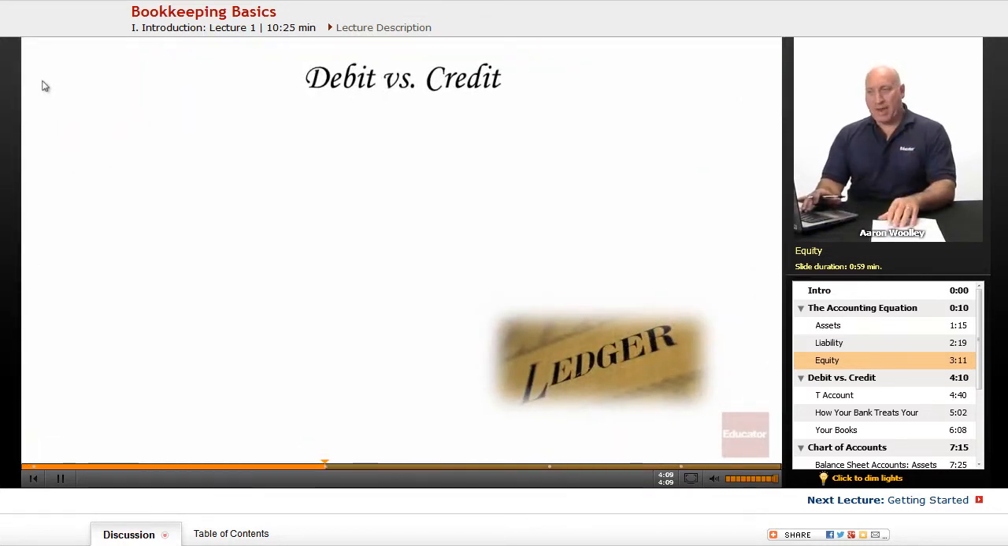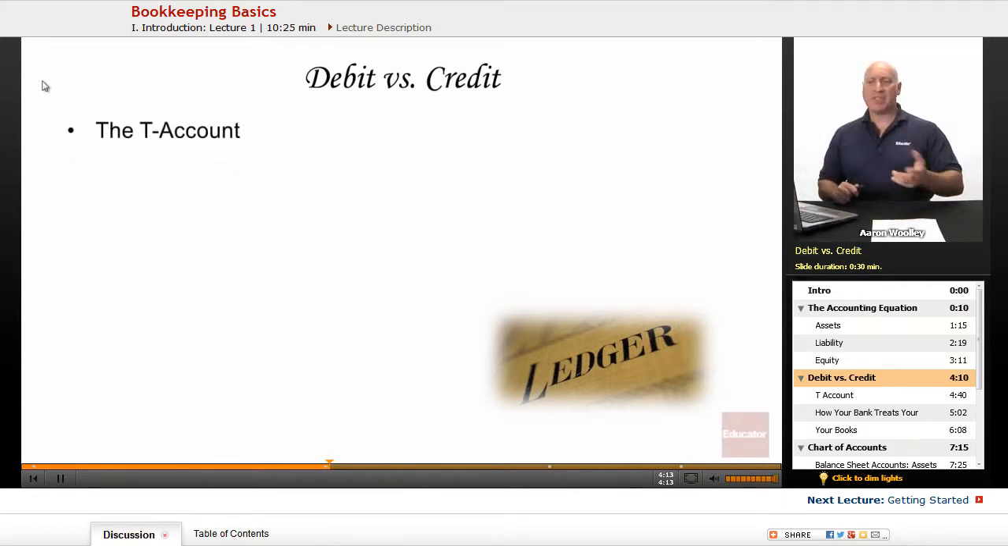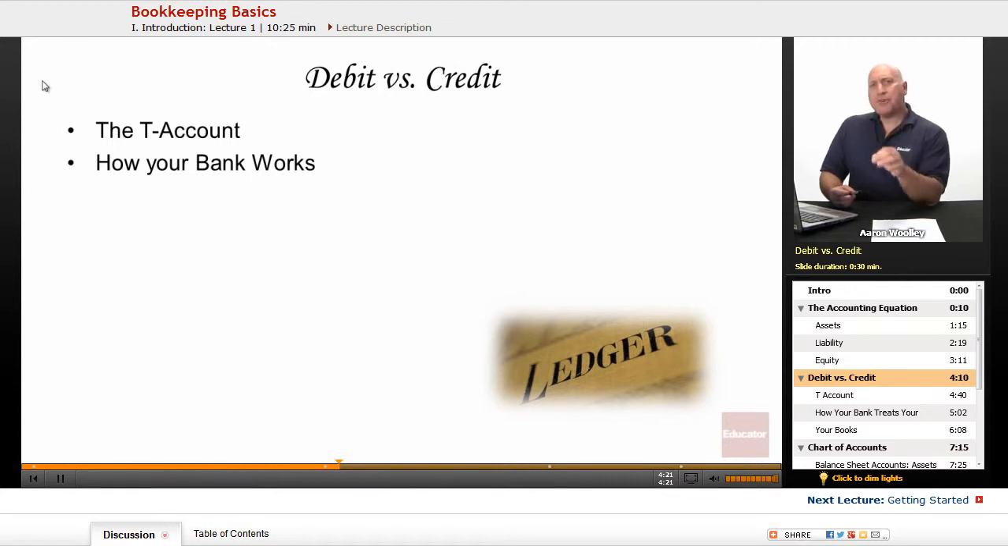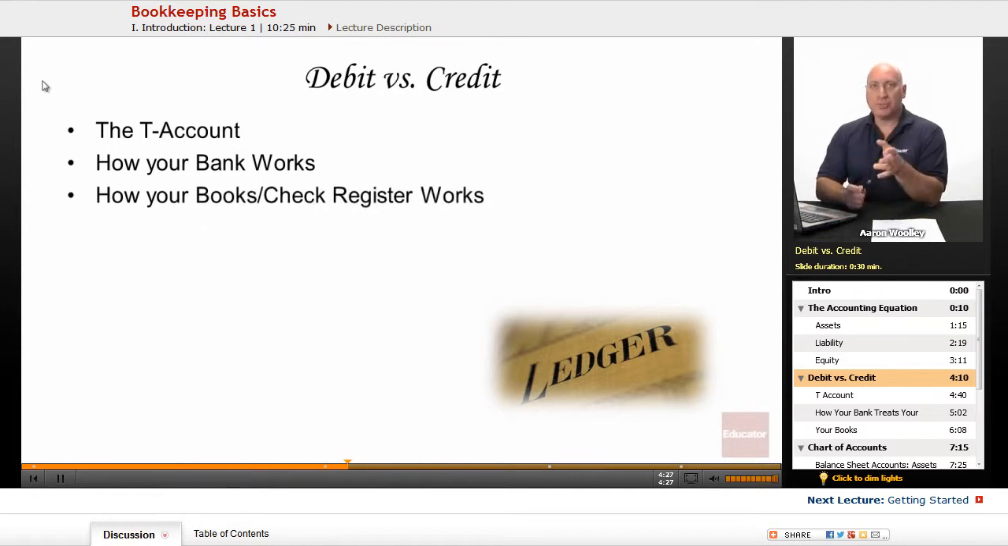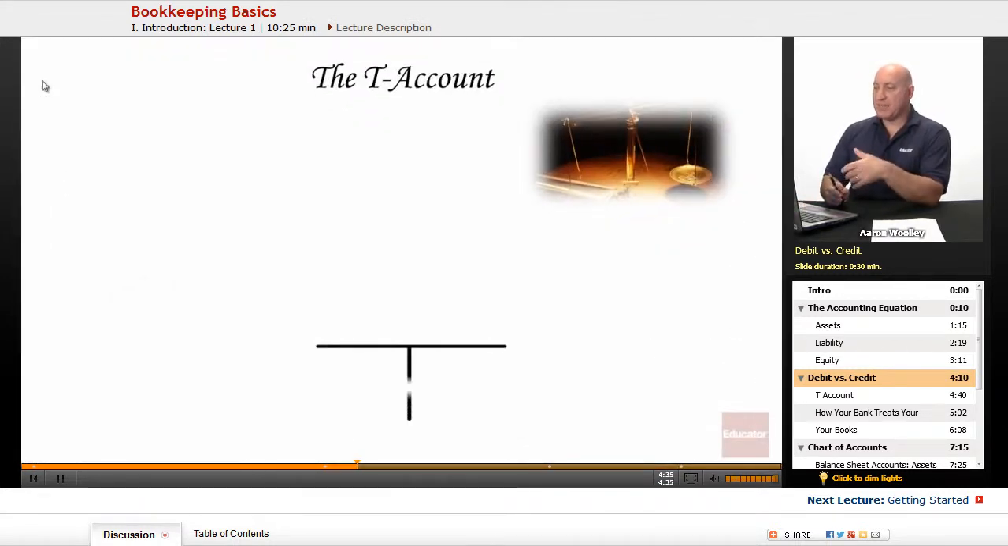Debit versus credit. We've always heard these things. The T account. What is this? Let's understand what a debit is and a credit is. Now, to understand this, let's think about how your bank works. You have a bank account with Joe Schmo Bank. So we're going to show you how your bank account works and how your books and check register work in relationship to that. So the T account, let's look at that.